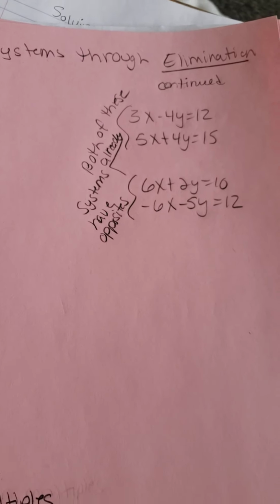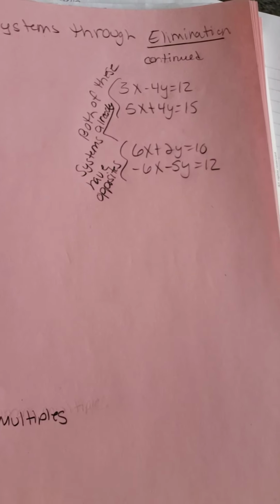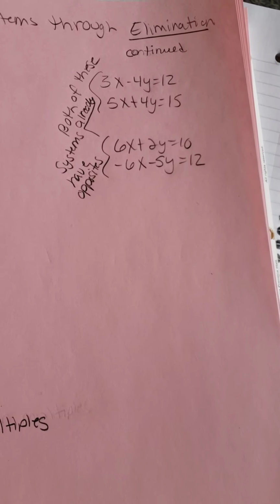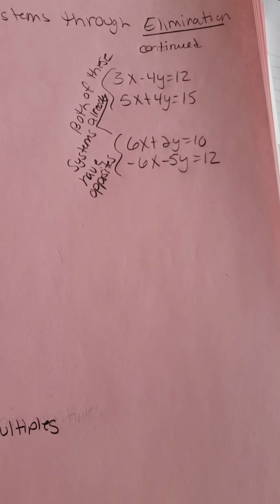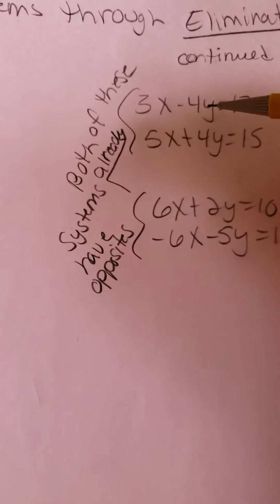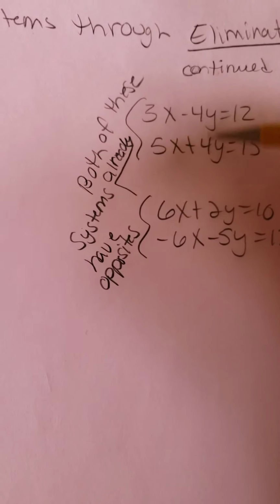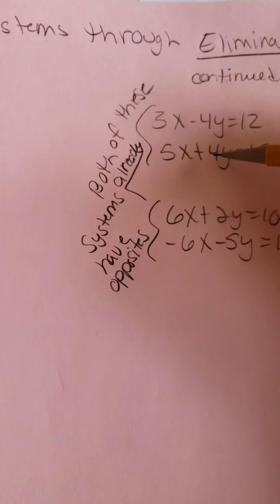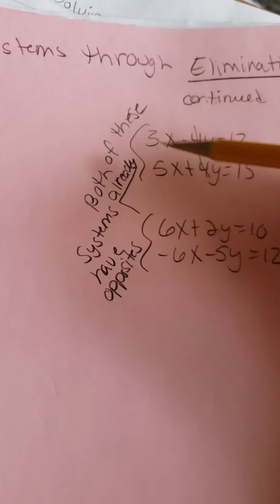Okay, so we're going to continue solving systems through elimination, just like last week. But last week, when we were solving systems through elimination, we were given opposites, like in this system here. Negative 4y and 4y are opposites. So we just add them. This cancels out. We solve.